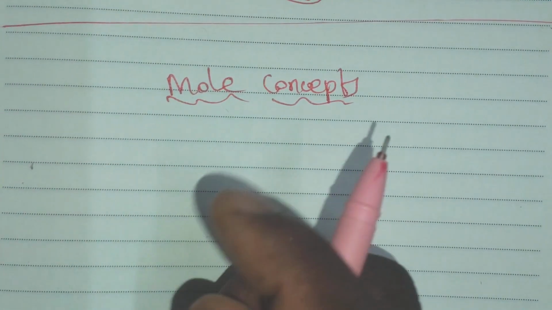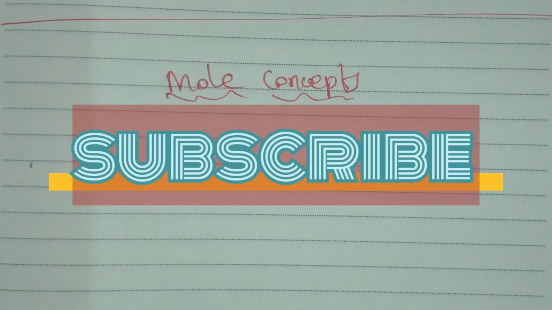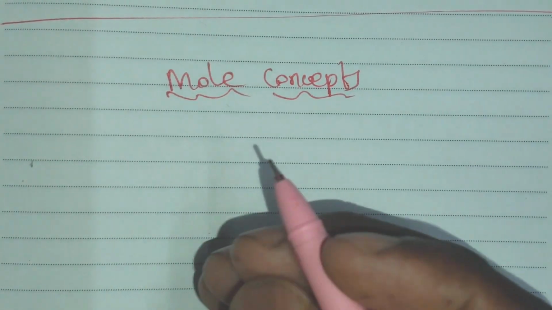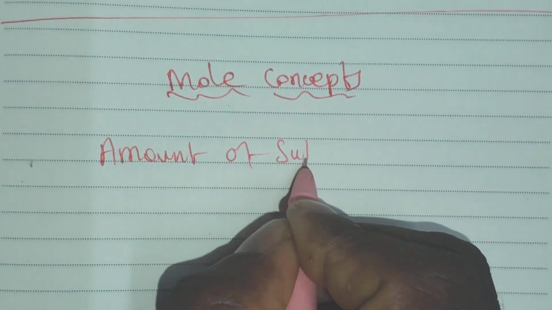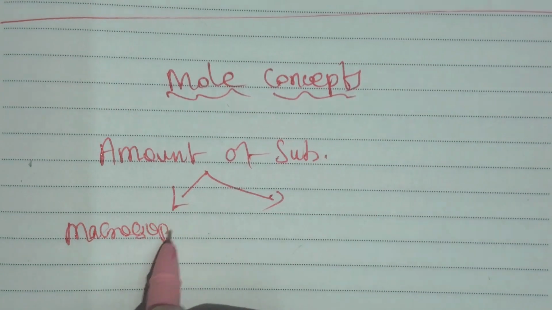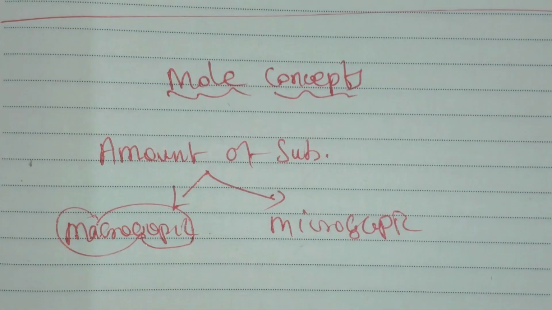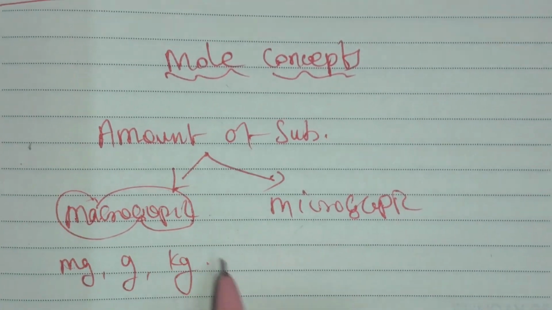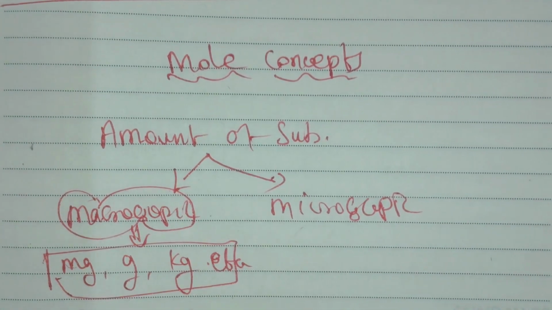Dear NEET aspirant, see this subtopic of the Some Basic Concepts of Chemistry unit. We are most familiar with the weight or the amount of substances. The amount of substances is classified at the macroscopic level and the microscopic level. At the macroscopic level, we use units like milligram, gram and kilogram.